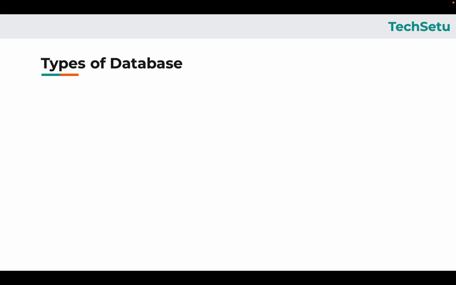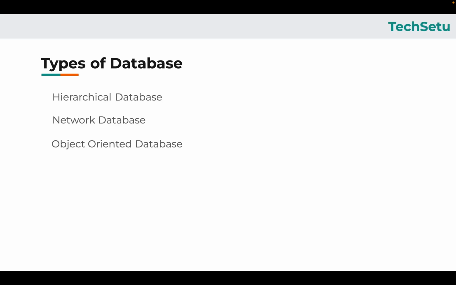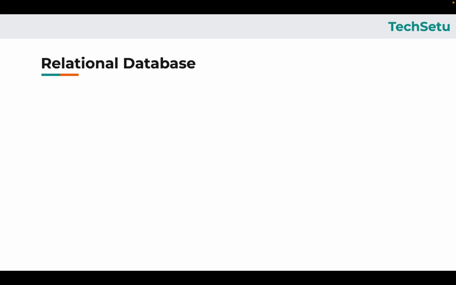In the types of database, we have a hierarchical database, a network database, an object-oriented database, a relational database, and a NoSQL database. Out of these, we are going to see the relational database. Now let's see the relational database. In a relational database, the data is stored in the form of rows and columns that frame a table. So data is stored in a table in the form of rows and columns.